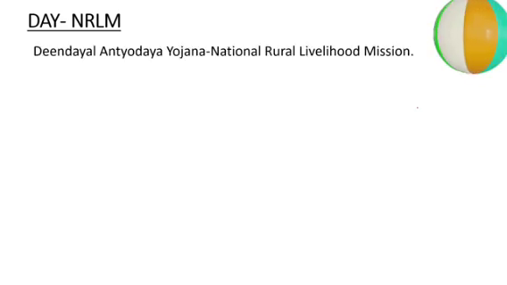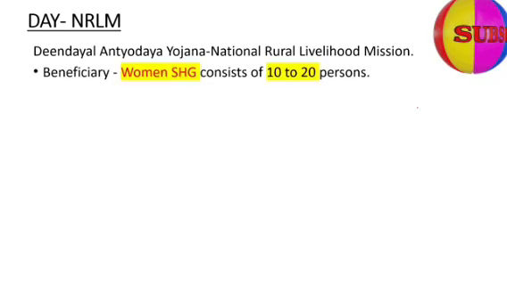So Deen Dayal Antyodaya Yojana, NRLM, National Rural Livelihood Mission. One more thing I wanted to tell you: the NULM scheme has been withdrawn. I hope you are aware. NULM, urban, is withdrawn. Okay. Rural is going on, but urban is withdrawn. This is the full form, Deen Dayal Antyodaya Yojana, National Rural Livelihood Mission, which can be asked by the examiner. Who are the beneficiaries? It is made for women SHGs, normally consisting of 10 to 20 members. Yes, NULM is cancelled.